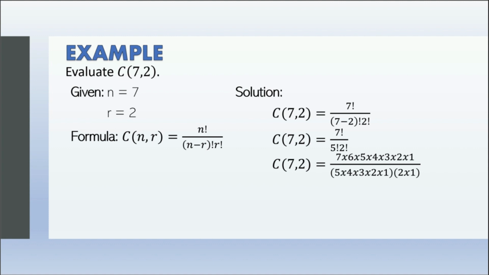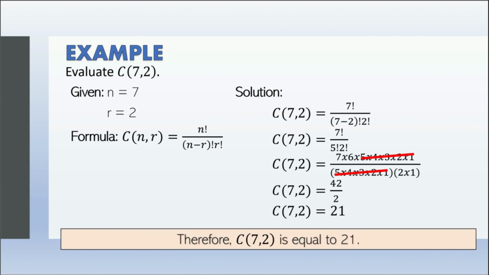And as you can see, we have similar terms which we can eliminate. So we cancelled out 5 times 4 times 3 times 2 times 1. Now we only have 7 times 6 all over 2 times 1. 7 times 6 is 42, and 2 times 1 is 2. So we have 42 over 2, which is equal to 21. Therefore, the total number of combinations of 7 objects taken 2 at a time is 21.